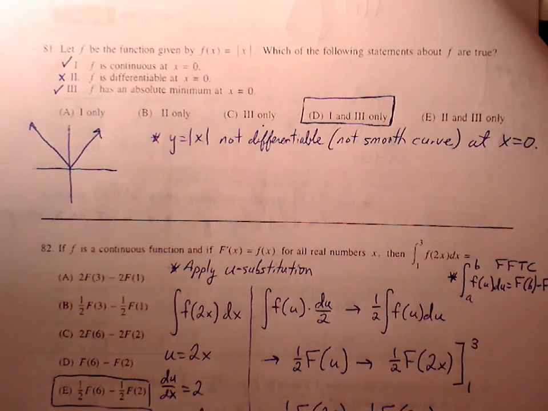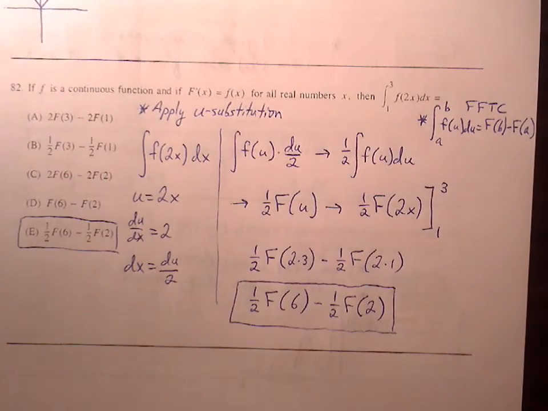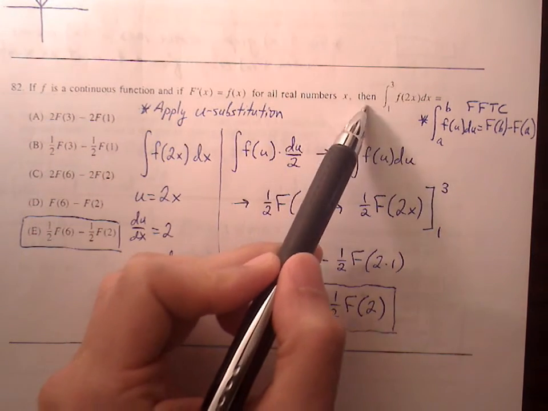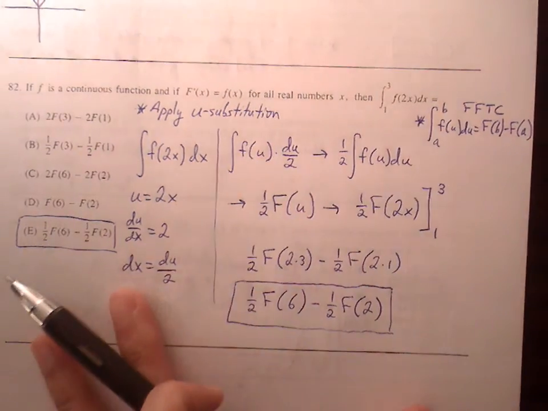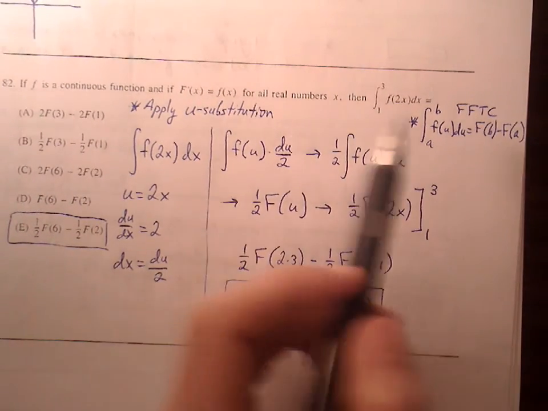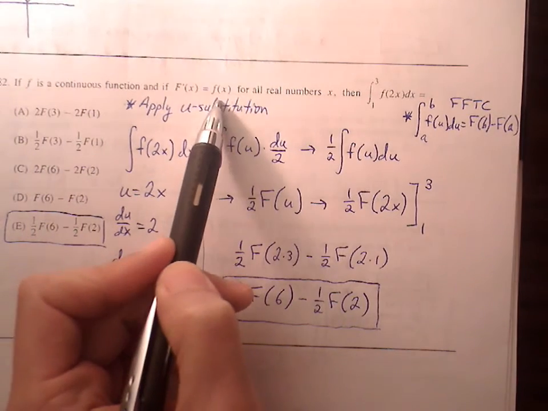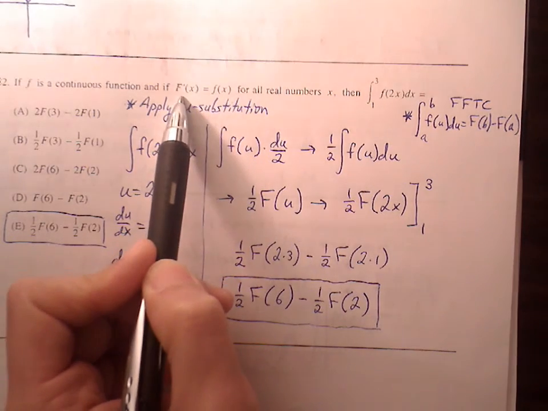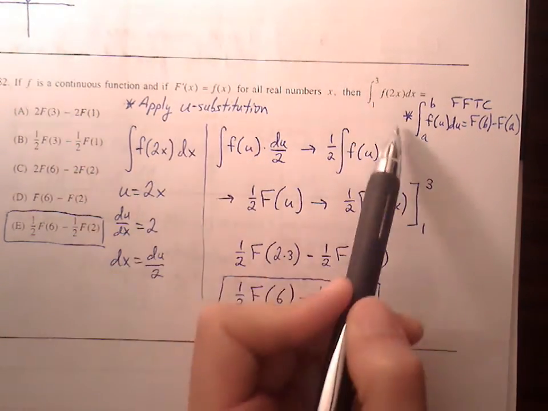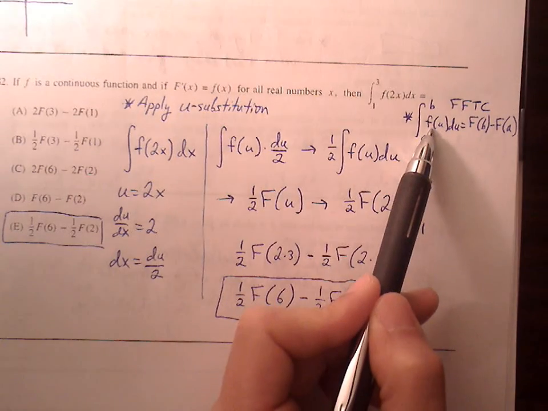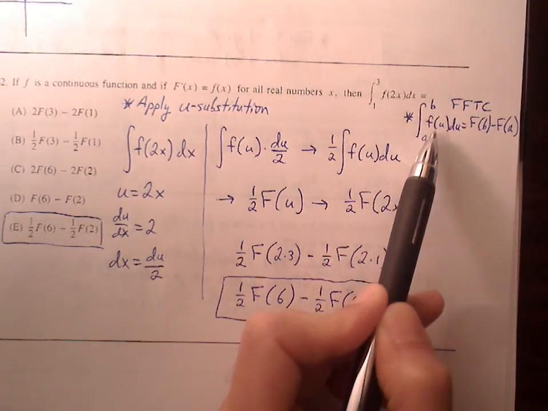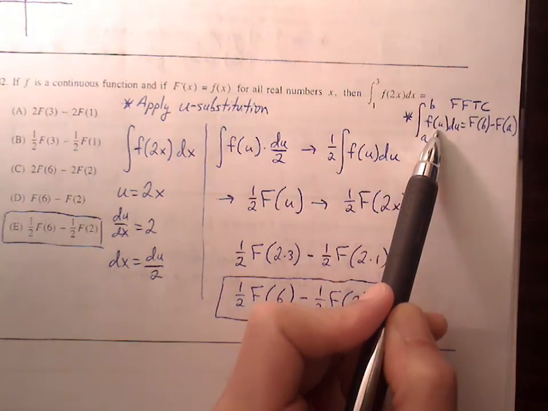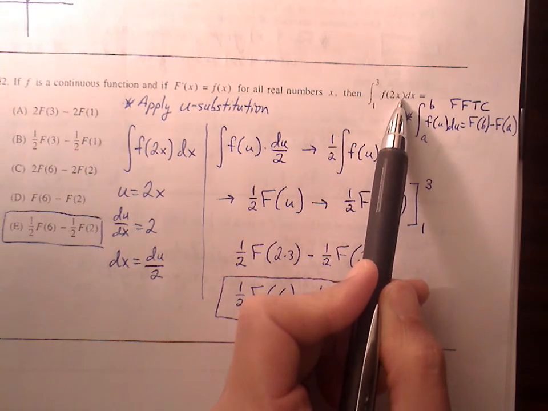Okay, 82, we have a continuous function. F prime of x equals lowercase f of x, and we're trying to find the definite integral of f of 2x dx. The main rule here is that because lowercase f is the derivative of uppercase F, if I take the antiderivative of f, it's going to bring me up to F, and then I can do F of b minus F of a. So we're working towards this setup. But this 2x, we've got to make sure we deal with that portion.